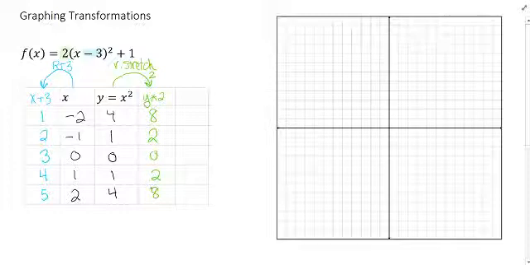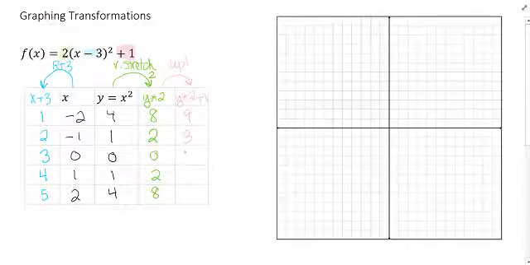The last transformation on here is a +1 on the outside of the function. That takes me up 1. Up 1 again is another y transformation. So to go up 1, I will take this y times 2 column and add 1. So in green I have an 8. 8 plus 1 gives me 9. 2 plus 1 gives me 3. 0 plus 1 gives me 1. 2 plus 1 gives me 3. And 8 plus 1 gives me 9.